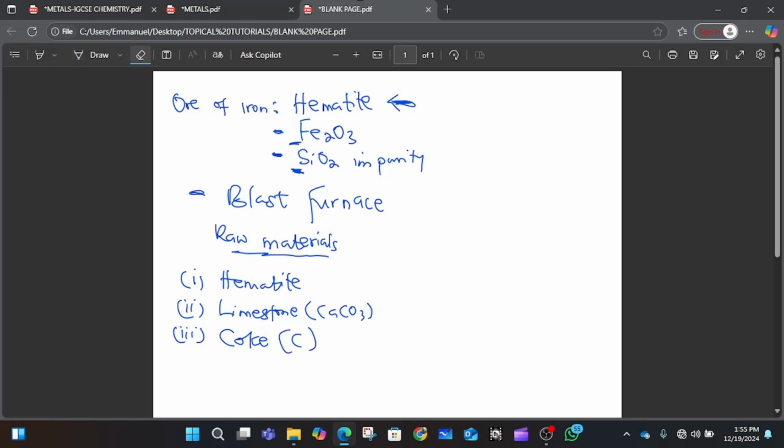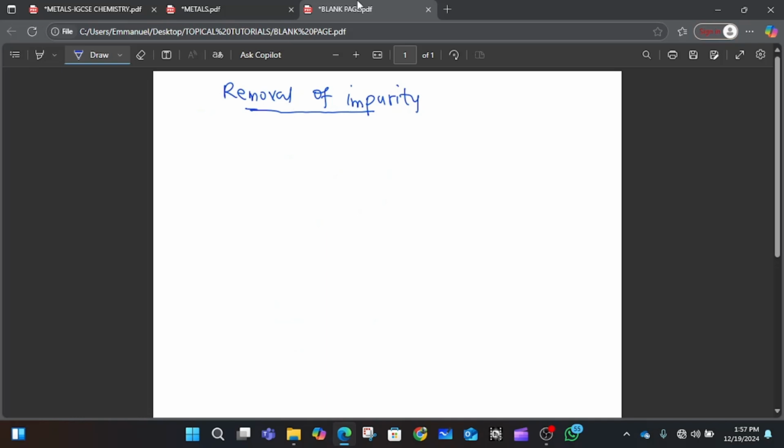There are two main processes in the extraction of iron. The first one is the removal of the impurity from the hematite, which is silicon dioxide. And the second is the removal of iron from the iron(III) oxide. To remove the impurity, the calcium carbonate raw material, which is limestone, fed into the blast furnace, first undergoes thermal decomposition to produce calcium oxide plus carbon dioxide. The calcium oxide produced from this thermal decomposition is a basic oxide, and the impurity, silicon dioxide, is an acidic oxide.